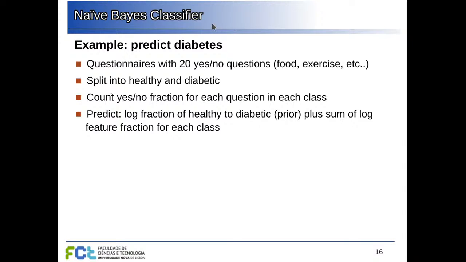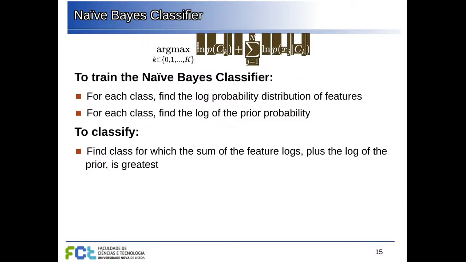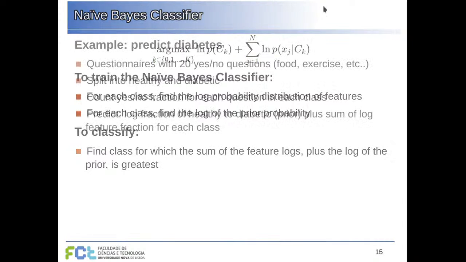And now we have all these values. These probabilities are the probability of answering yes to question number 1 if the person has diabetes, or the probability of answering yes if the person does not have diabetes. And we do this for question 2, question 3, question 4, and with those answers we can then compute this expression.